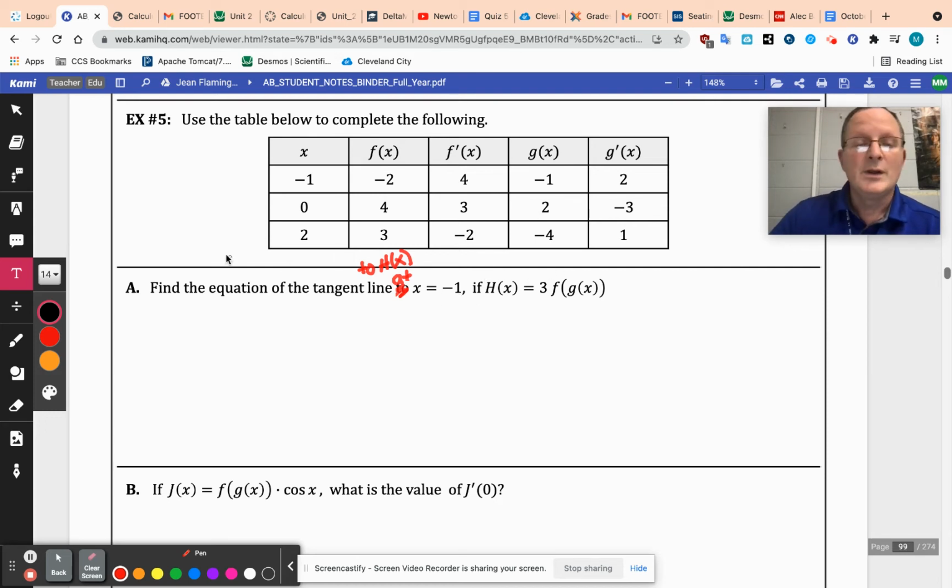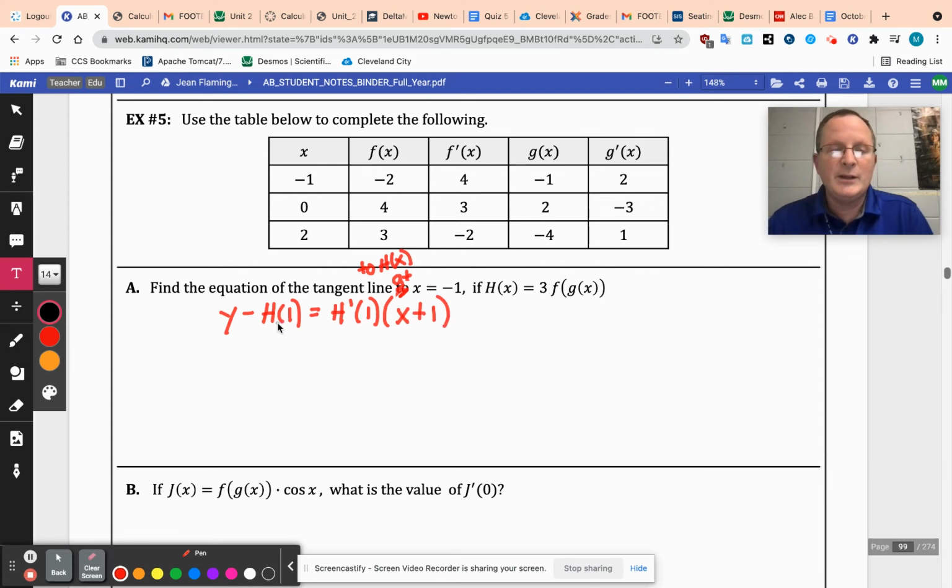All right, so what do I need then? Well, I need y minus y1 equals slope, right? And then x minus x1, which will be x plus 1. So I need to know what the function value is when x is -1, and I need to know what the slope is when x is -1. We'll do that in a minute. h of -1 won't be so bad.